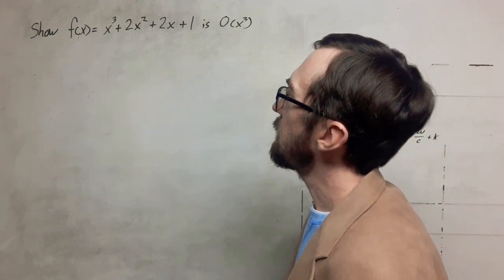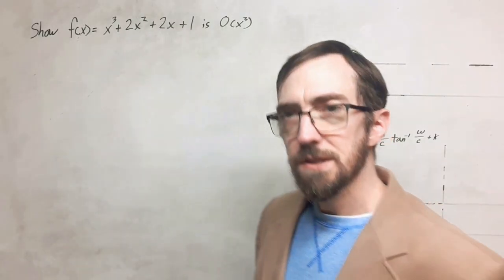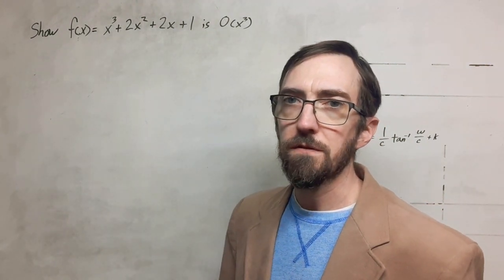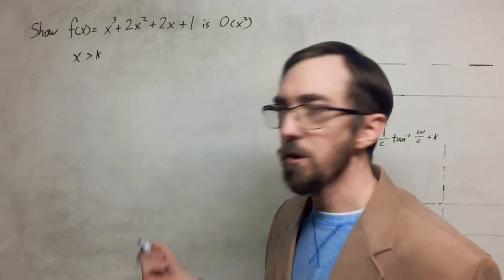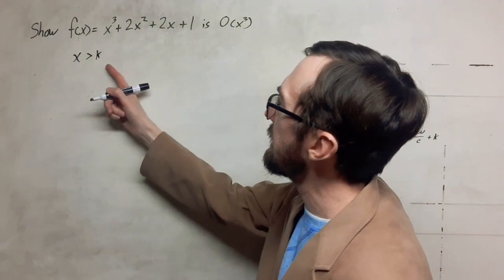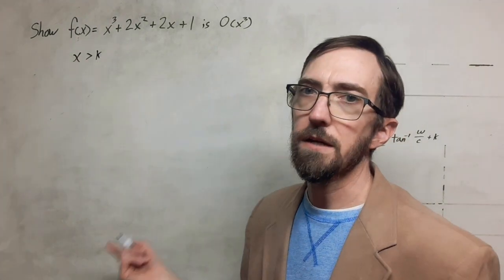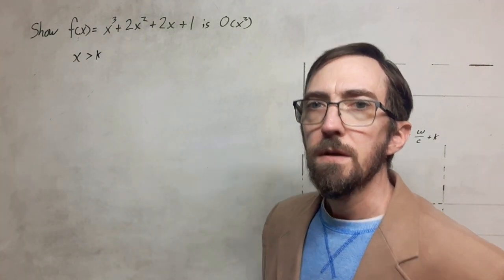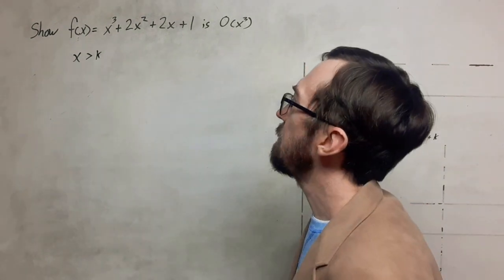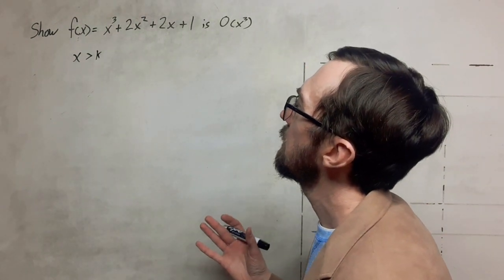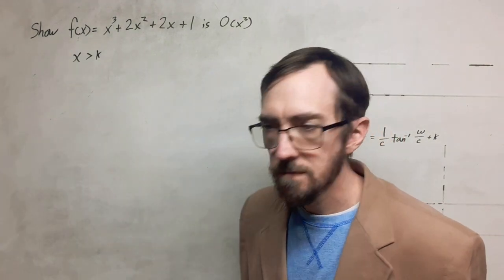All right, so we have to choose some witnesses. These are specific values, okay? One of the witnesses that we choose is k, such that x is greater than that k value that we choose. And then we will determine what our second witness is. This is some scalar multiple of a function.